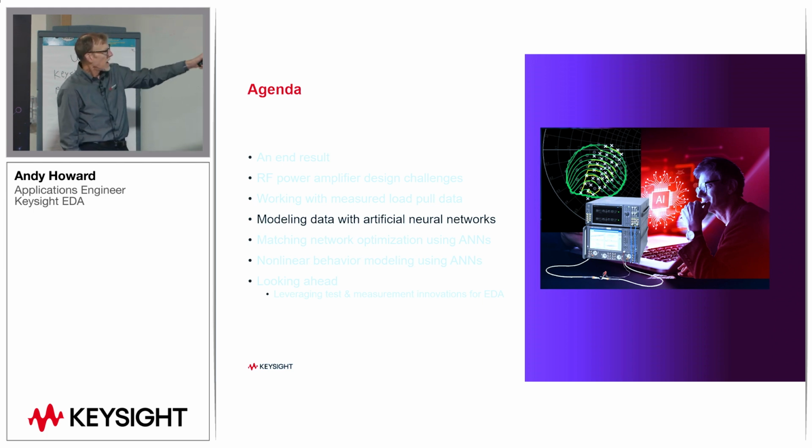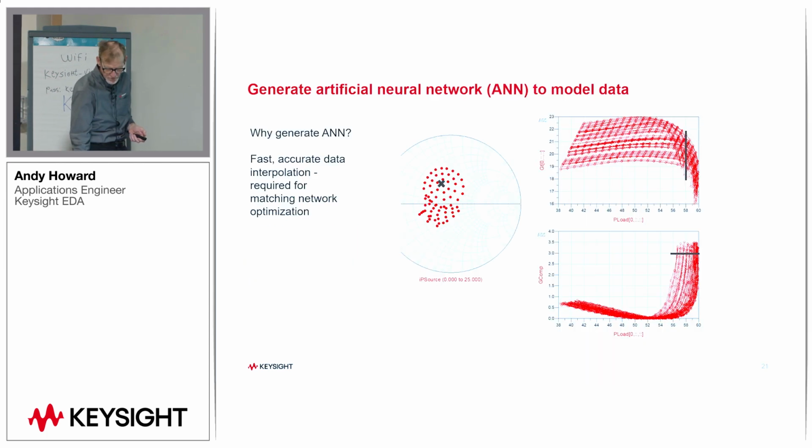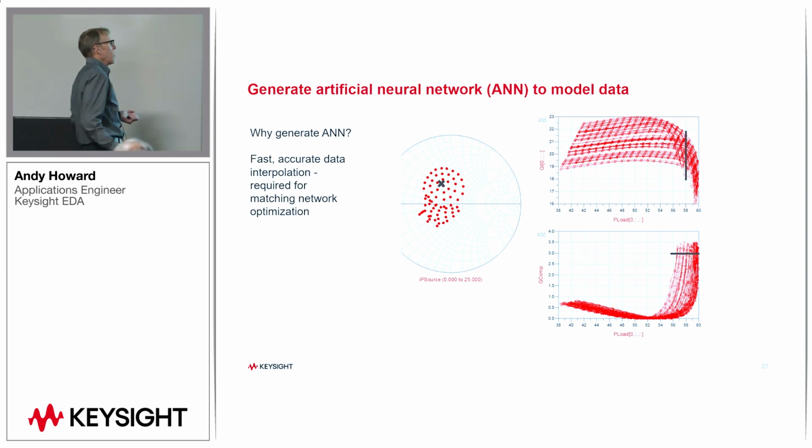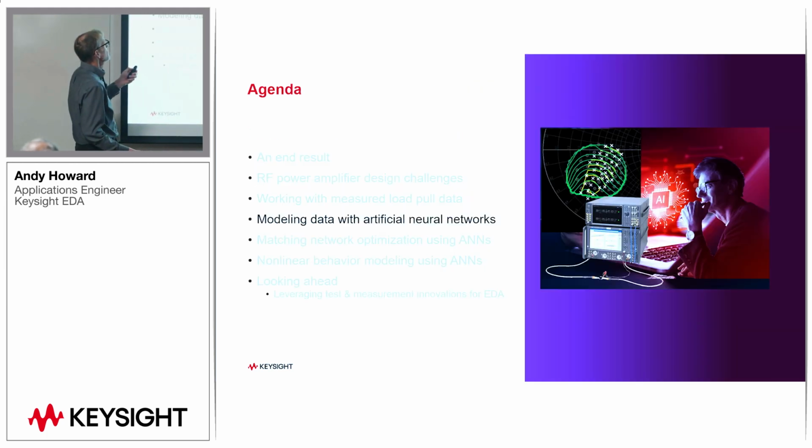I'm now going to talk about modeling the measured load pull data using artificial neural networks. Okay, well, why? What's the benefit of an artificial neural network? Why should we do this?